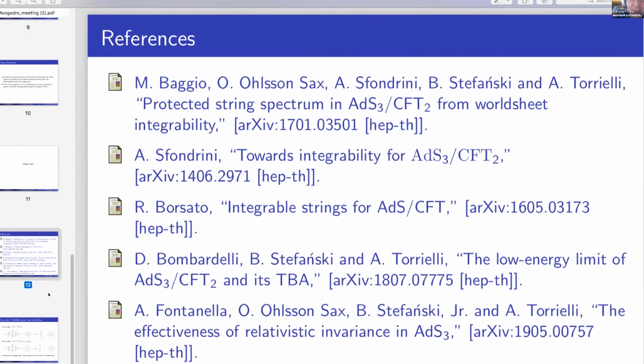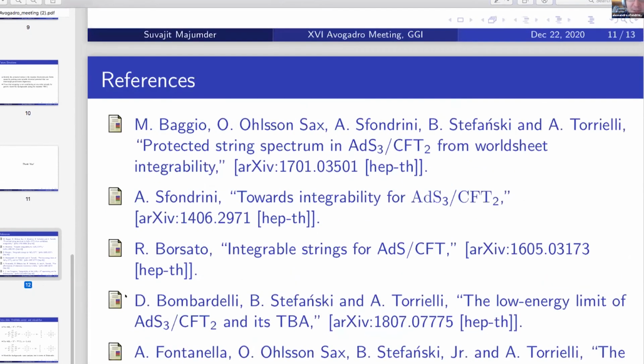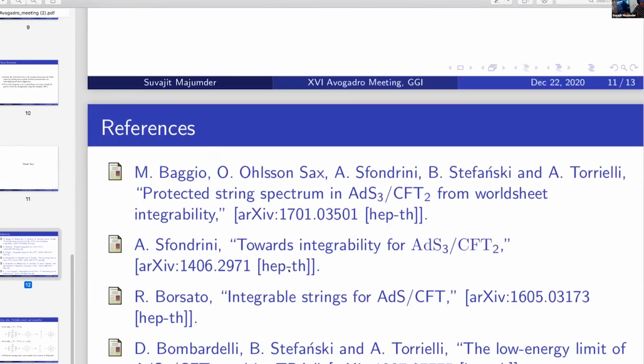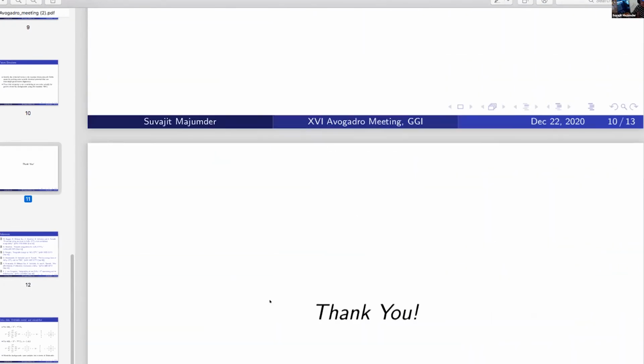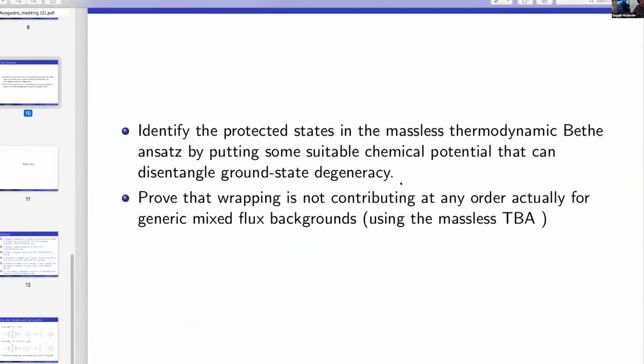Okay, then maybe I will have a non-intelligent question, and I apologize if this was already discussed in the talk. In order to see that a state is really protected, you also want to account for finite volume corrections. Do you have any comment? Yeah, so that's actually, we need the TBA for that, right? We need the mirror TBA for analysis for that.